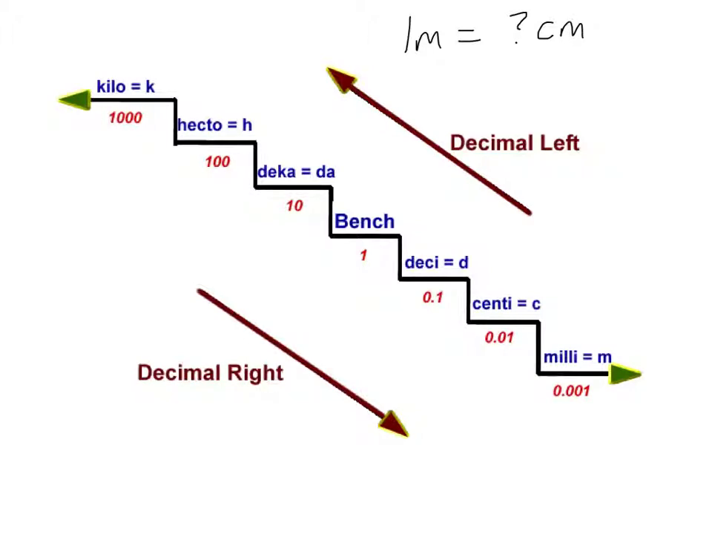Okay, so I start here at the base unit, the meter. I go down the steps, 2 steps. That tells me that I must move the decimal to the right 2 places. And so there's an understood 1 there. So if I move it to the right 2 places, 1 meter is 100 centimeters. And that makes sense.